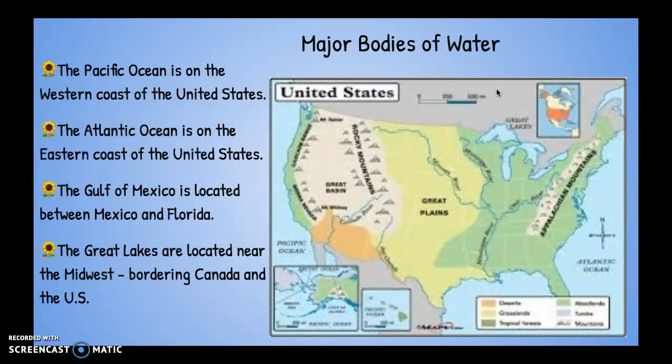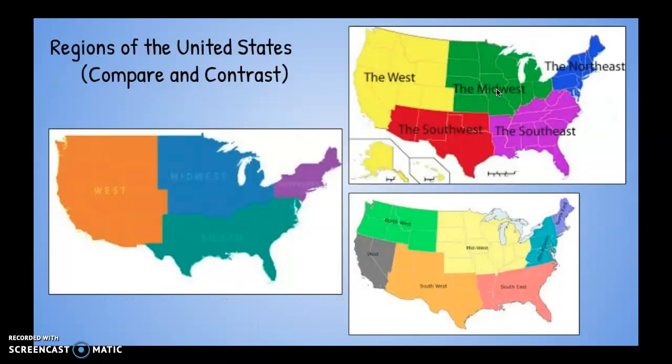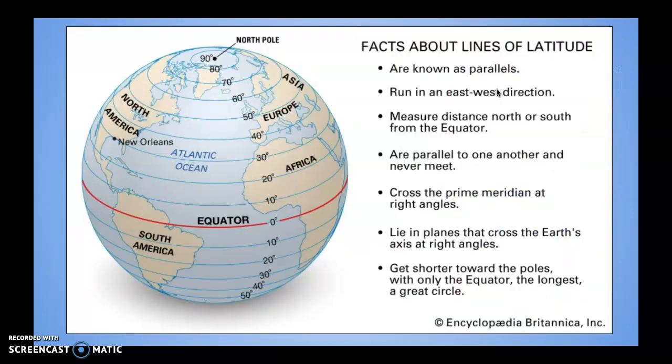We talked about major bodies of water, the Pacific Ocean, the Atlantic Ocean, the Gulf of Mexico, the Great Lakes. We talked about a compass rose and how to determine directions. Talked about western states, eastern states. Talked a little bit about how we can compare and contrast different maps that show regions of the United States. And then we finished off talking about lines of latitude.